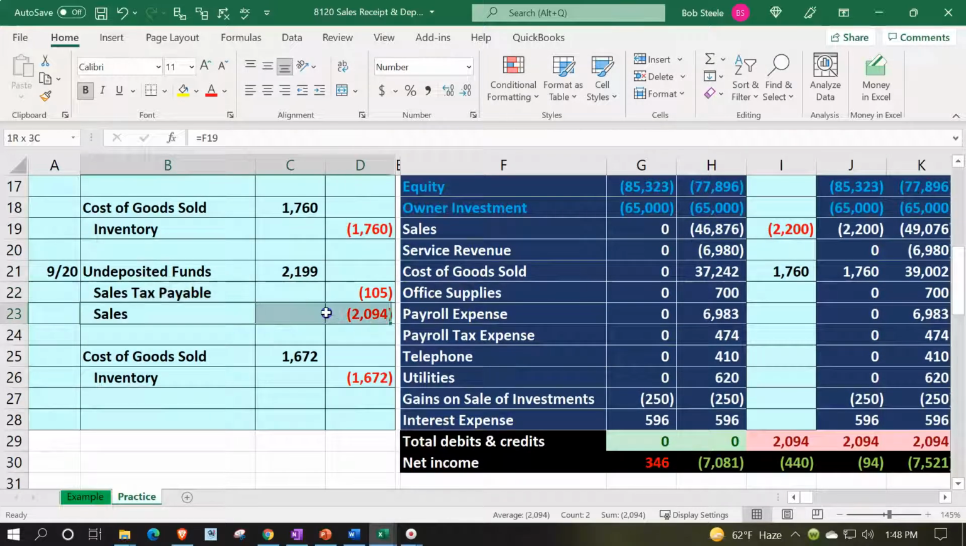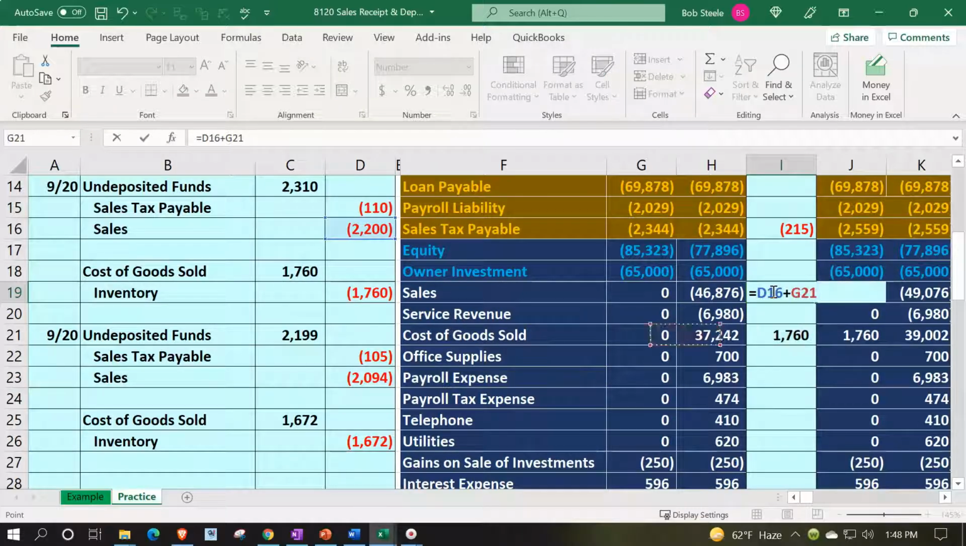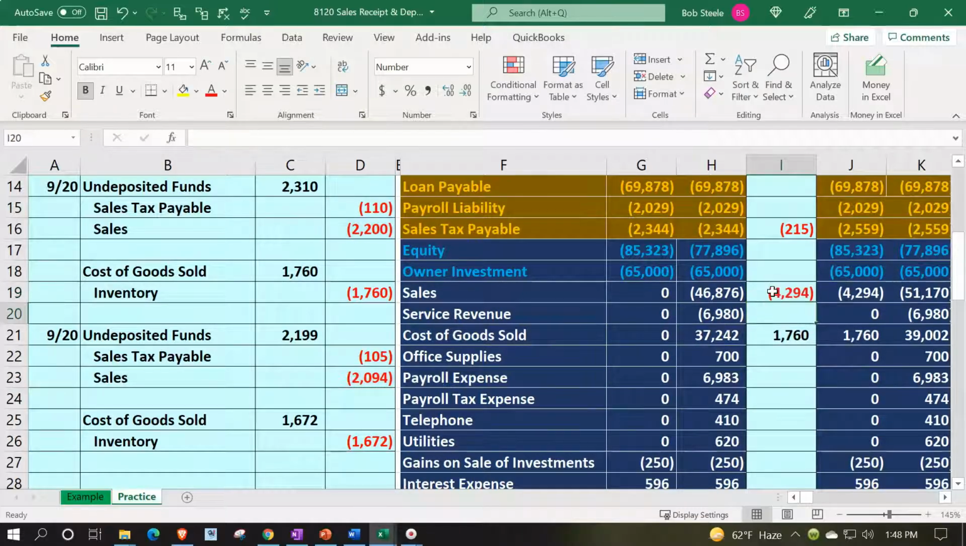And then we've got the sales here. Sales is the next one. That's right here. I'm going to say F2 plus F2, and that's going to be the 2094.